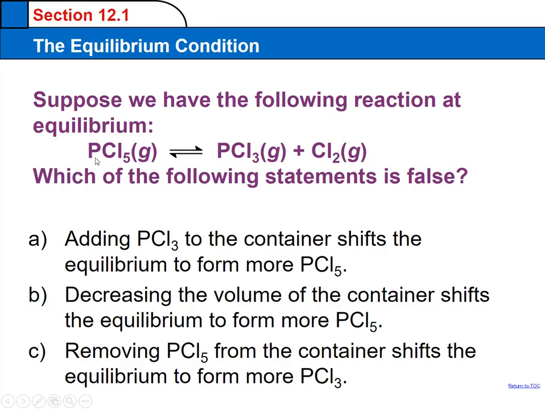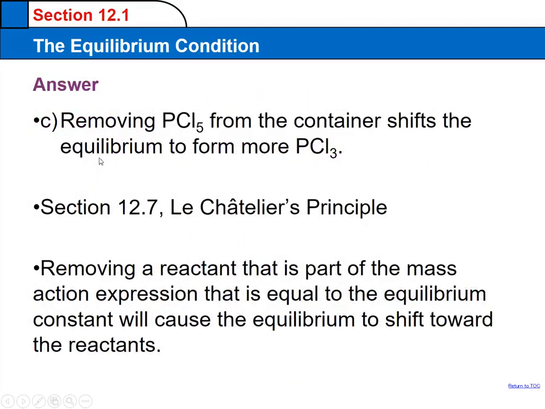So probably by default C is false, and that is correct, because if I take away PCl5, the reaction wants to shift to the left to make more PCl5, not PCl3. So here's the answer for that.